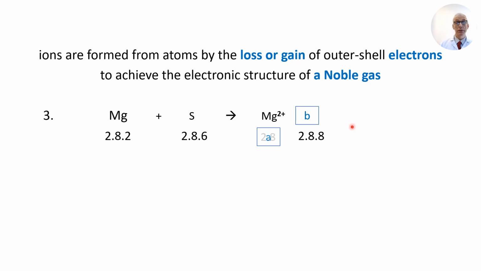To reveal, magnesium Mg becomes Mg2+, 2,8,2 becomes 2,8. It's lost 2 outer shell electrons, hence it is a 2+ ion. Sulfur 2,8,6 has become 2,8,8, so it must be a negative ion, but a 2- ion. Each electron gained or lost changes the charge by 1 unit. So losing 2 electrons, magnesium becomes 2+. Gaining 2 electrons, sulfur becomes 2-.